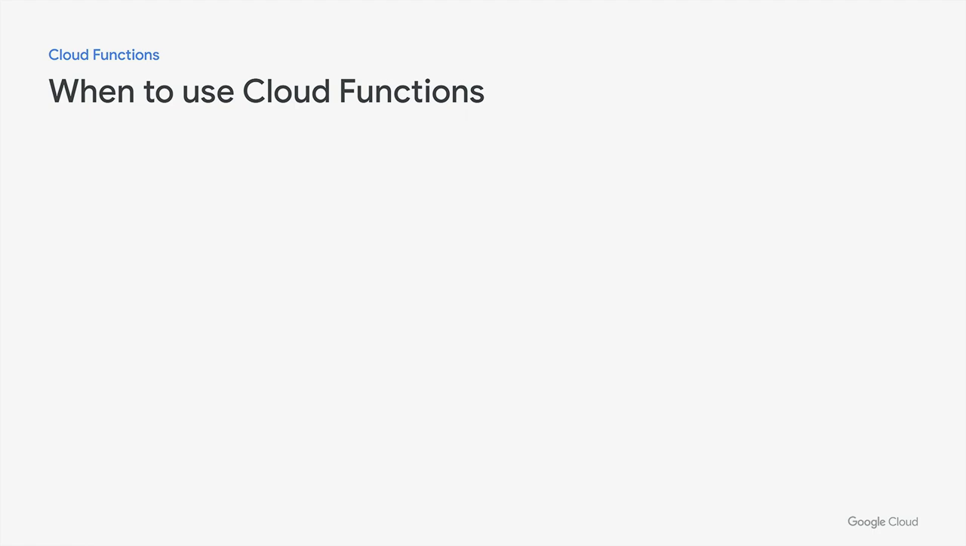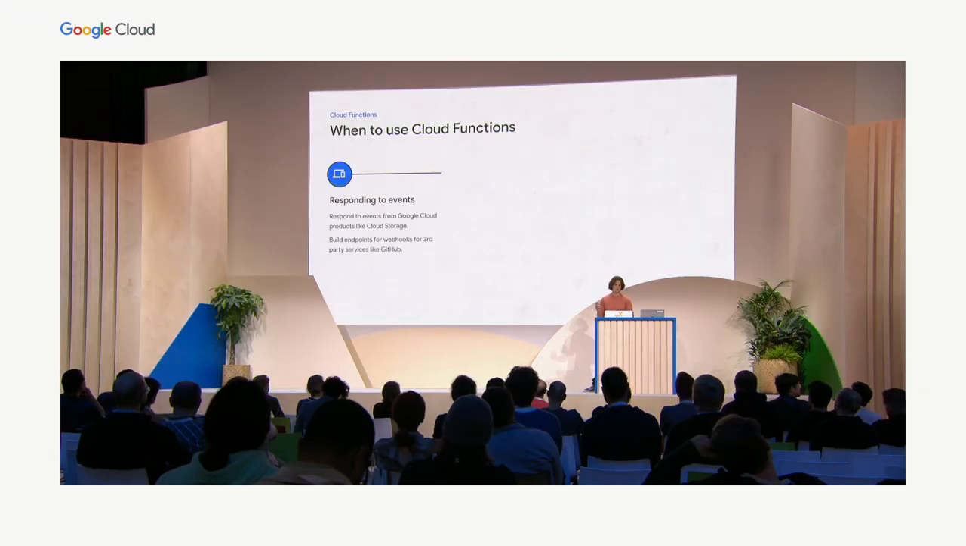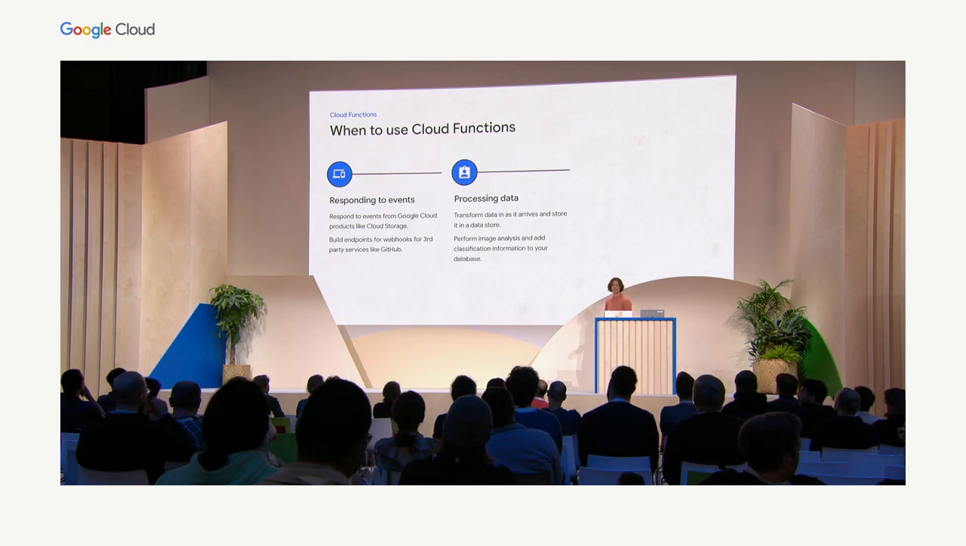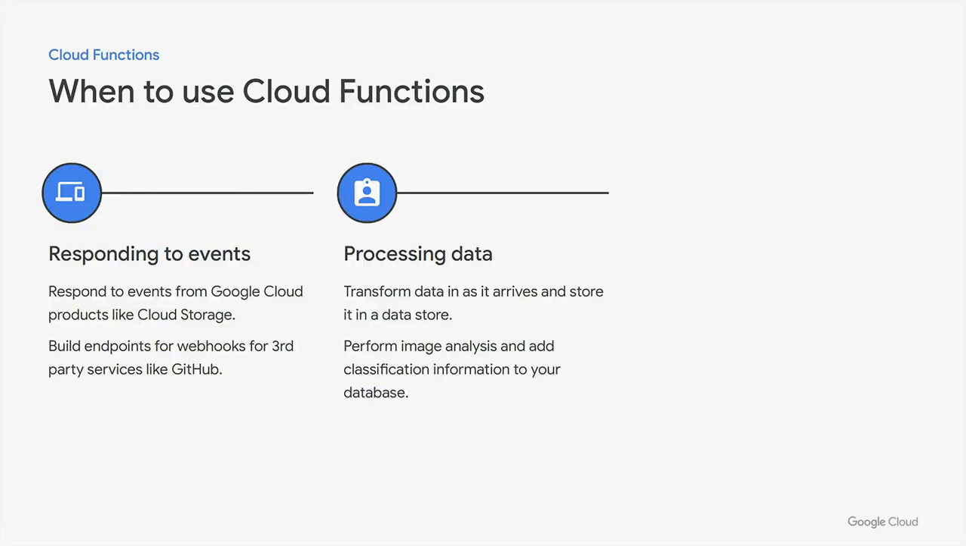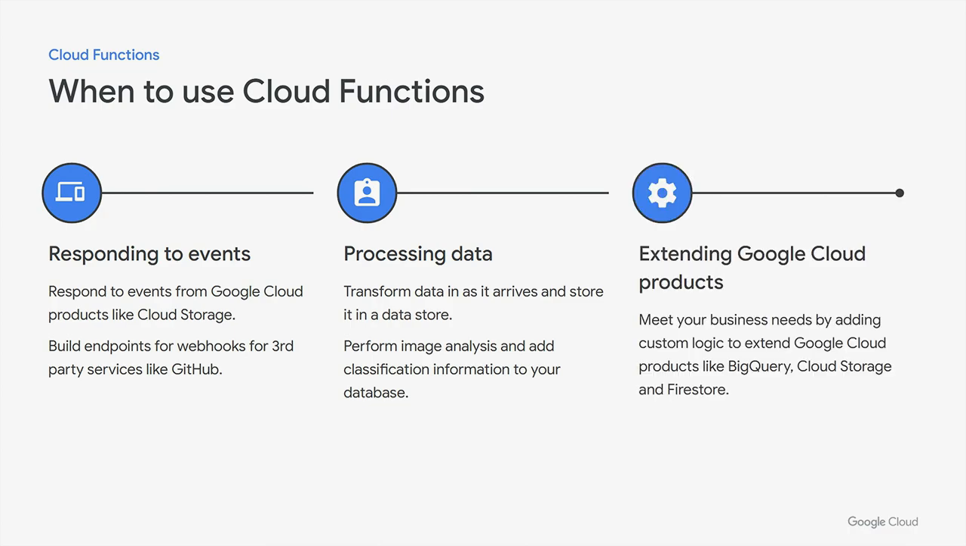So this is when Cloud Functions is useful. If you want to respond to events, if you want to transform data as it arrives and store it in a data store, or, and this is my personal favorite, if you want to extend Google Cloud products. So if you have some logic in Java, put it in a Cloud Function and call it from a SQL query in BigQuery.